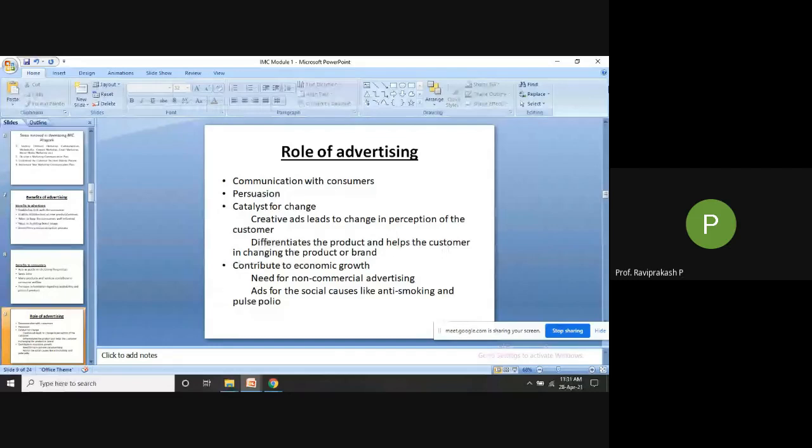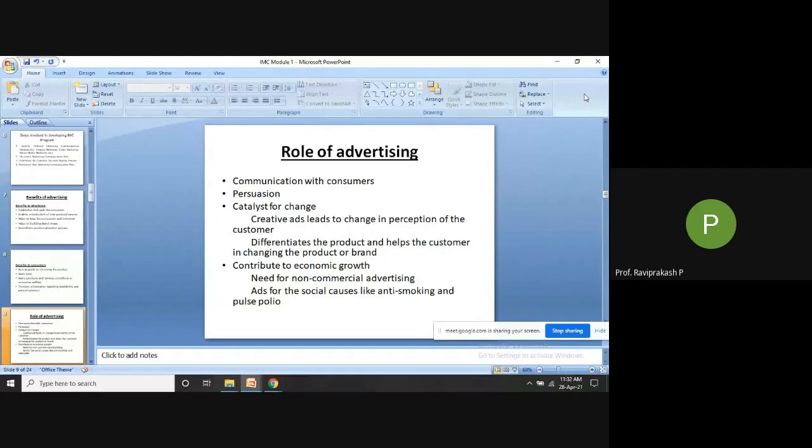Next is hungry. If you are hungry, hungry kya? Snickers kha. So Snickers is trying to put in the minds of people that if you are hungry, you need to eat Snickers. It will minimize your hunger. These are creative ads which are trying to change the perception. For example, Snickers is not just a chocolate, it has all these things which will reduce your hunger.